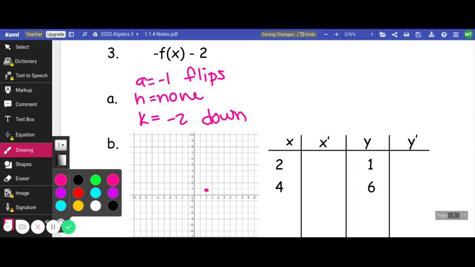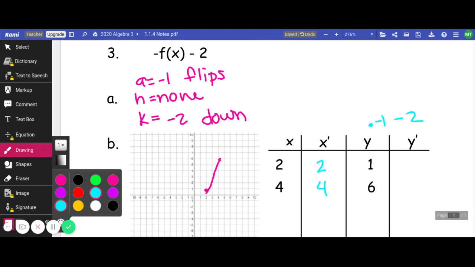And 4, 6. So this one just changed a point here. But so that is my original. Now, when I'm affecting the X doesn't change. 2, 4. When you are doing A and K, we have to do order of operations. So that means that you need to multiply by negative 1, and then you are going to subtract 2.